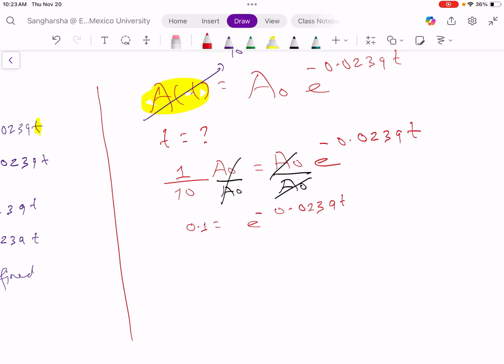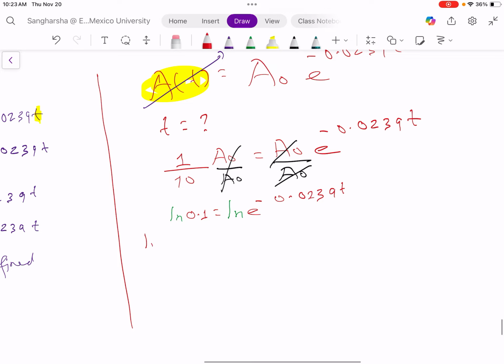Yes, we take natural log on both sides. You write ln in front of this expression. On the left side, we have ln of 0.1 as it is. On the right side, this is the exponent, and we write down this exponent in front of ln. So we have negative 0.0239 t ln of e, and we know ln of e is 1.